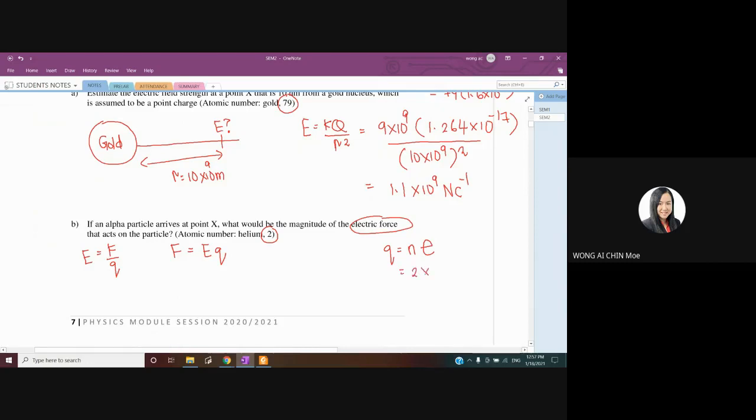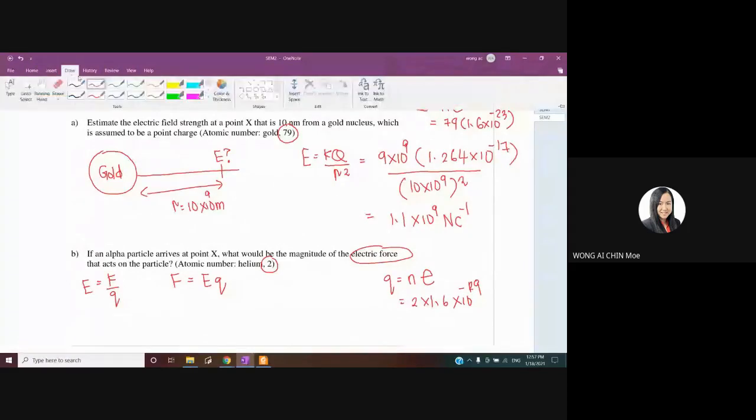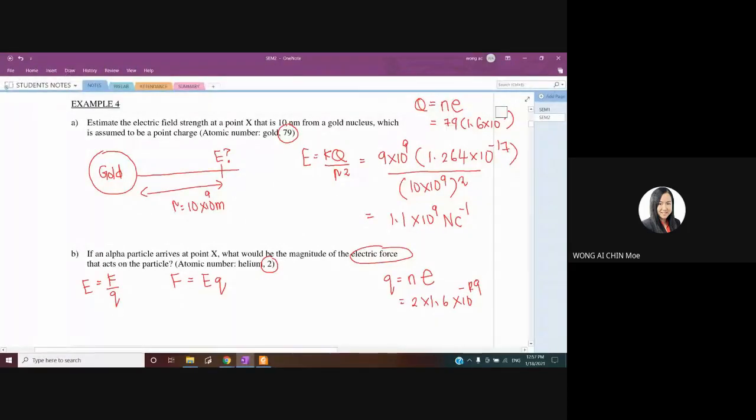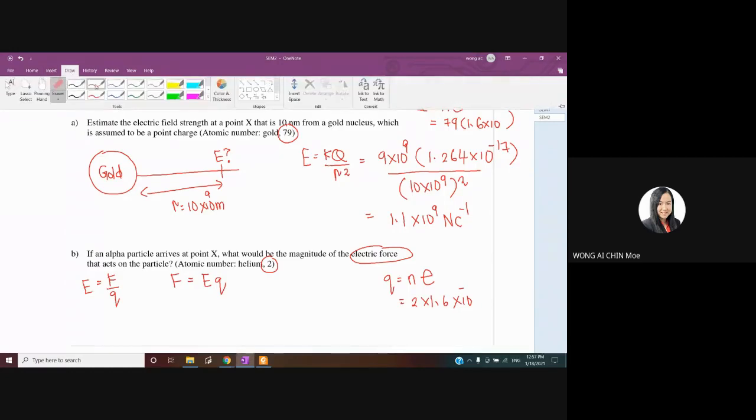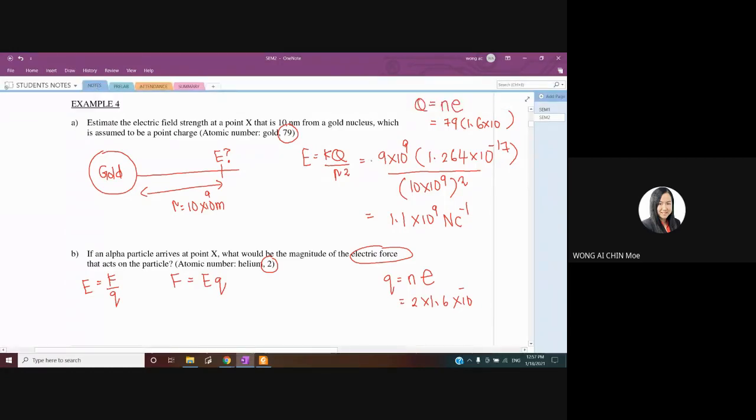So it's 2 times 1.6 times 10 to the power of negative 19. Sorry, the charge for a positive or negative charge is actually 1.6 times 10 to the power of negative 19.